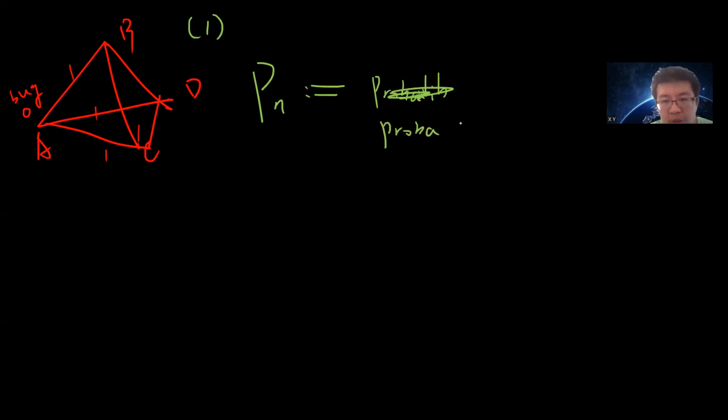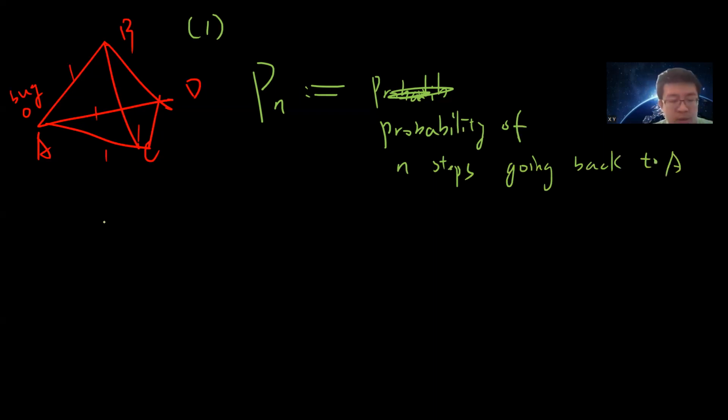So let's go to solution 1. I can define Pn to be the probability of going back to A after n steps, where n steps means the edge distance is n. I want to find Pn plus 1. So what is Pn plus 1? It is the probability that after n plus 1 steps, the bug reaches A.